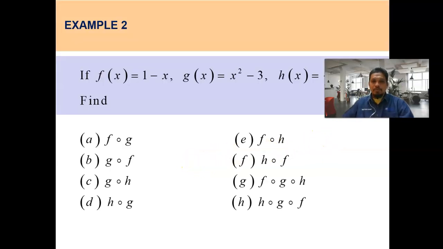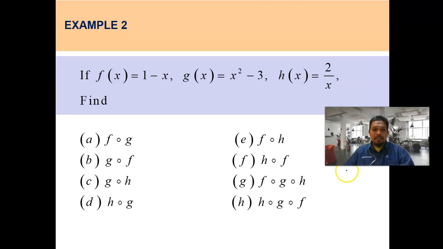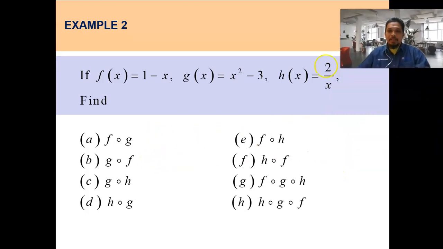Okay, so now, example 2. f(x) equals 1 minus x, g(x) equals x squared minus 3, and h(x) equals 2 divided by x. Firstly, find fg(x). Here g equals x squared minus 3, and we substitute this x squared minus 3 into the x of the function f.